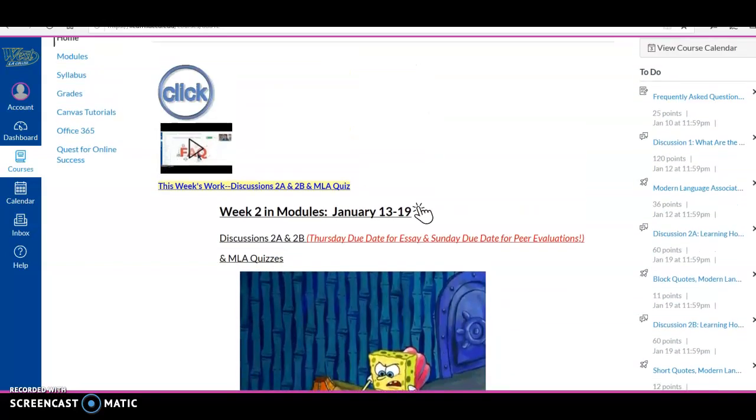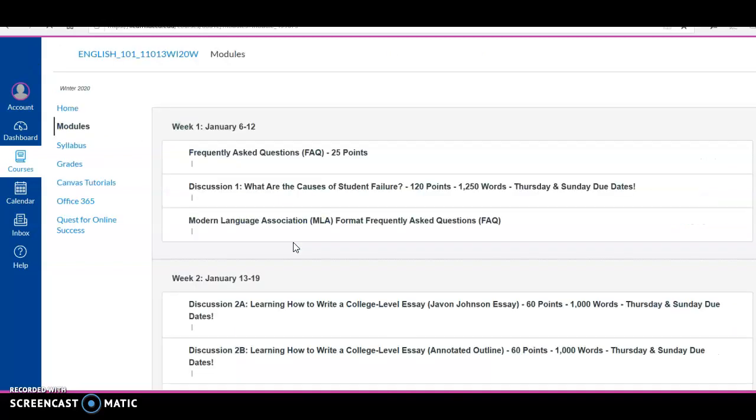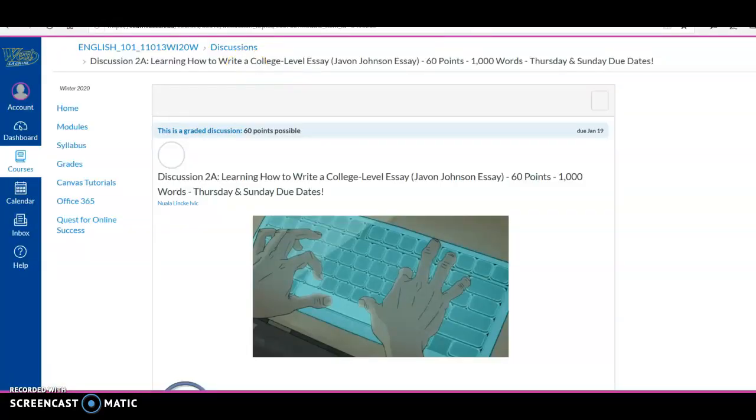Okay, let's scroll up and click on this handy link here to Modules, which is over here in the left menu. Modules is our class Bible. This will take us up into week 2, January 13th through the 19th. Please remember that discussion 2A and discussion 2B do not have January 19th due dates. You have 2 essays to write for these discussions.